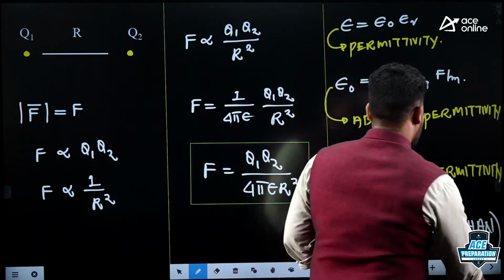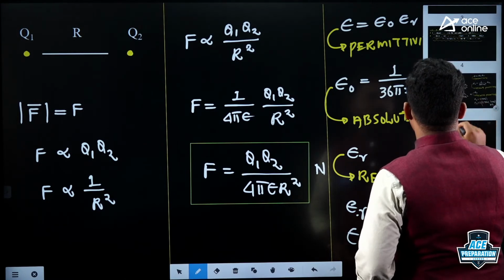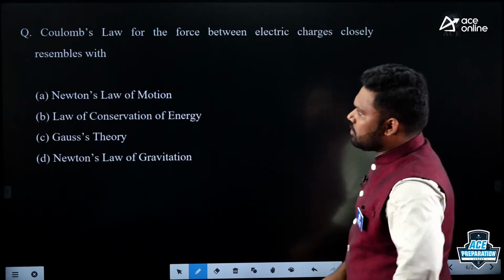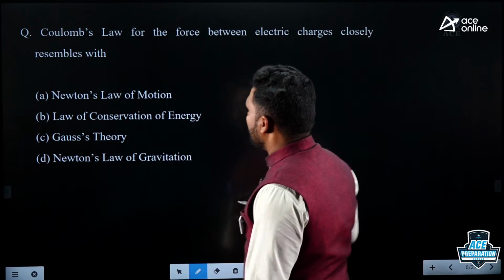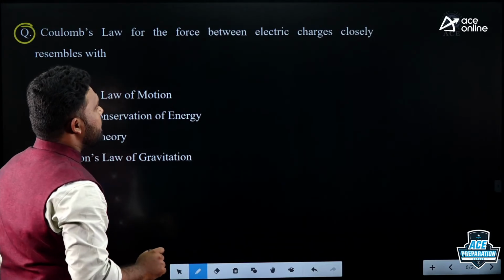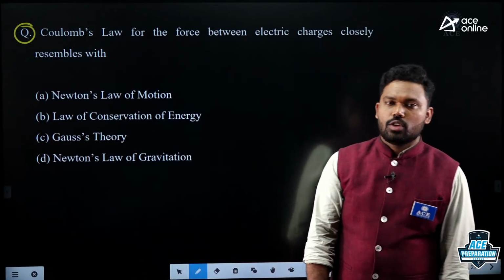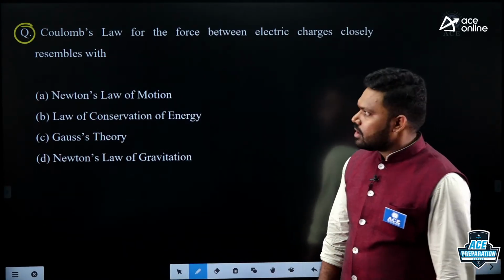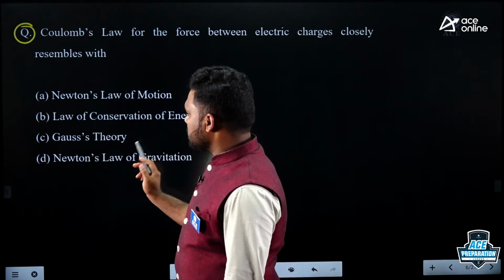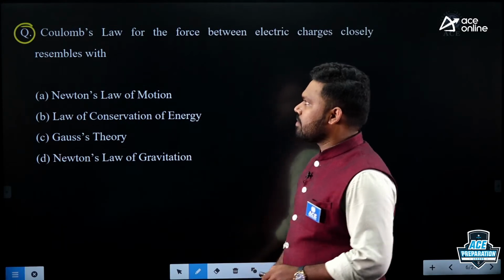Fine. Now let us take some questions here to appreciate these concepts what we have learned so far. Concepts are very simple. Okay, fine. Let me turn the page here. Yes, this was one of your previous questions. Observe how it is. Coulomb's law for the force between the electric charges closely resembles which law? Coulomb's law is something similar to what you would have learnt in your high school physics. Is it similar to Newton's law of motion, law of conservation of energy, Gauss theory, or Newton's law of gravitation? It is something like Newton's law of gravitation.